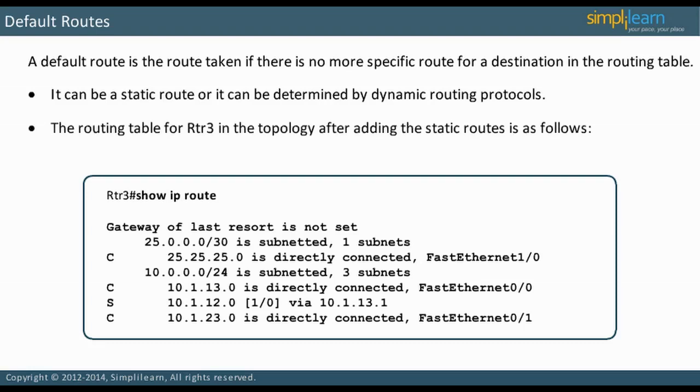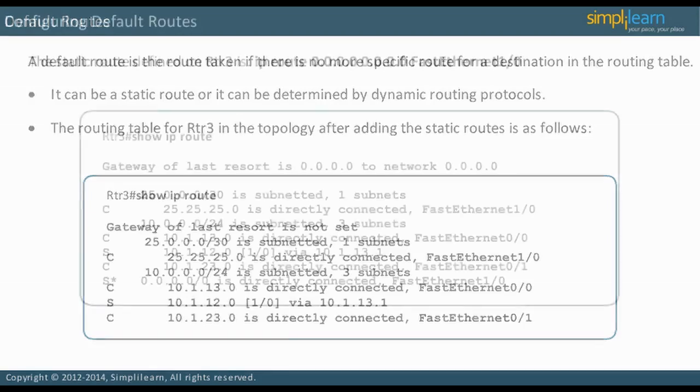This slide shows the routing table for RTR3 in the topology after adding the static routes. Note that the static route in the routing table for RTR3 is denoted with an S on the left. Instead of an interface, as the other routes show, this route says via 10.1.13.1. This is because 10.1.13.1 is configured as the next hop for that route.